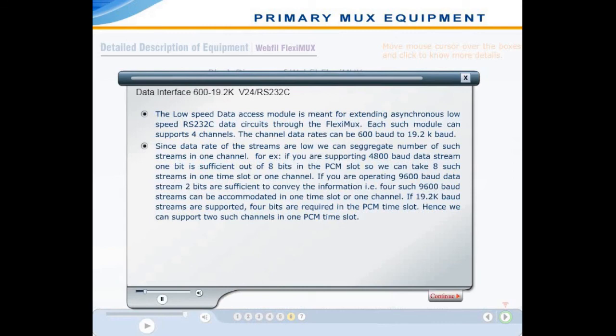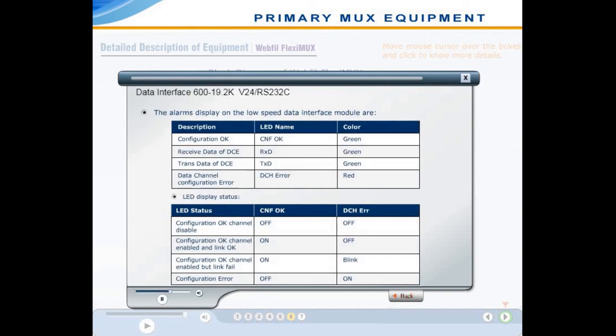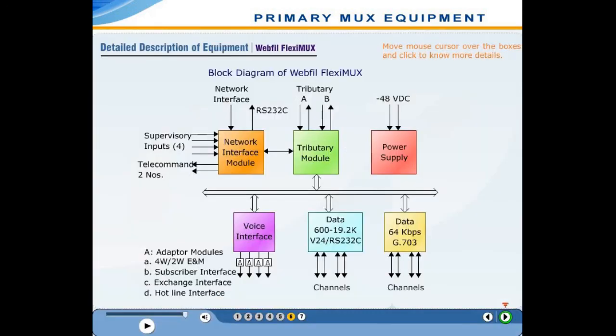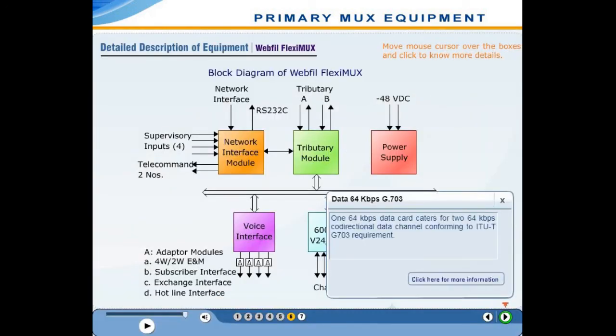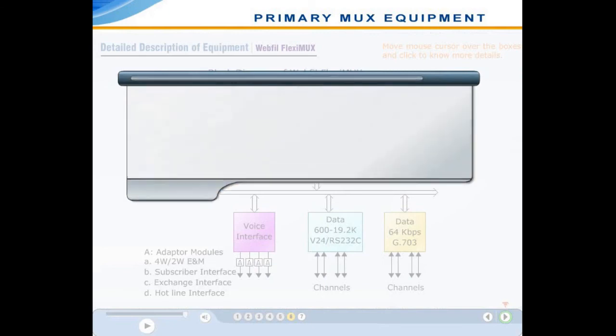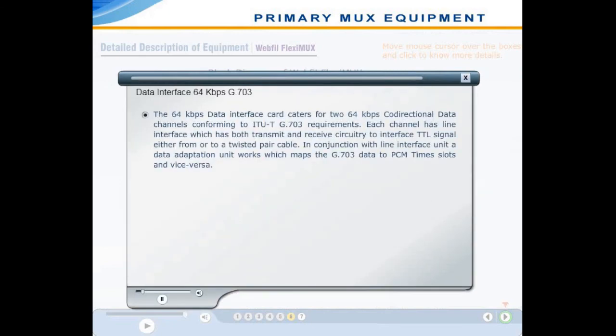Details of data interface module is shown on screen. Details of data interface 64 kilobits per second G703 module is shown on screen.